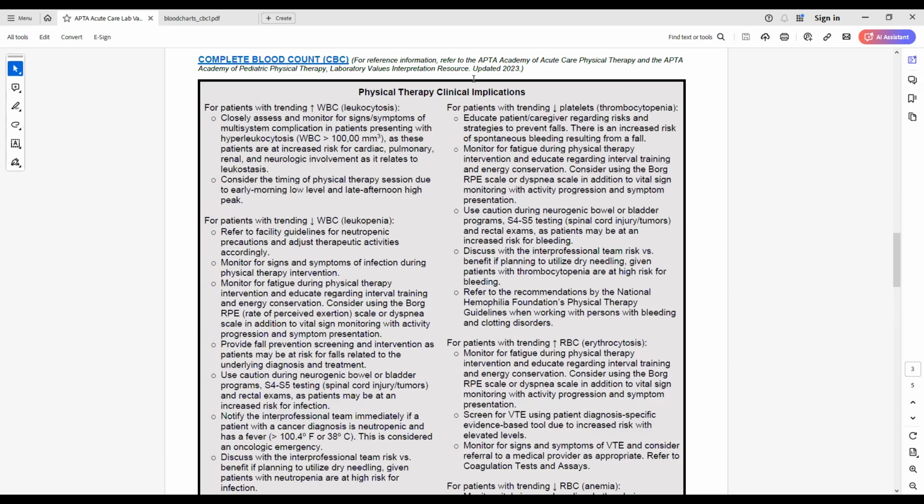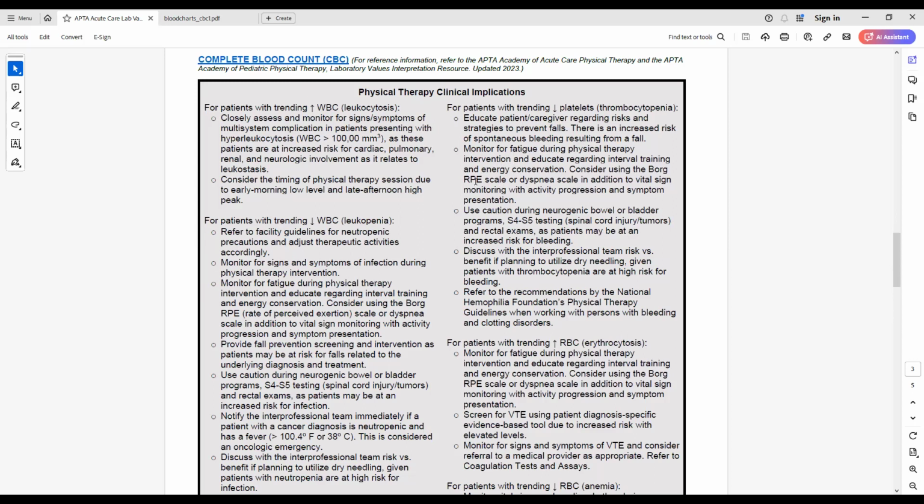For patients with trending reduced platelets, or thrombocytopenia, educate the patient and caregiver regarding risks and strategies to prevent falls. There's an increased risk of spontaneous bleeding resulting from a fall. Monitor for fatigue during physical therapy intervention and educate regarding interval training and energy conservation. The patient will have easy fatigability, so we need to consider the load of exercise and the periods of rest and exercise.